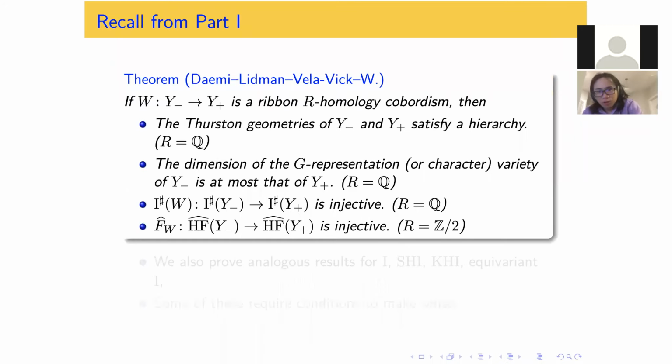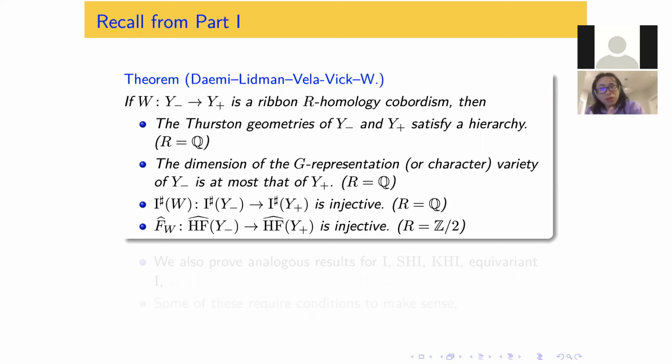So let's first recall the main theorem from part one. If you have a ribbon homology cobordism from Y minus to Y plus, then we prove that the Thurston geometries of Y minus and Y plus satisfy a hierarchy, in that you cannot have a cobordism from a certain geometry to another geometry. You cannot, for example, go from nil geometry to spherical geometry.